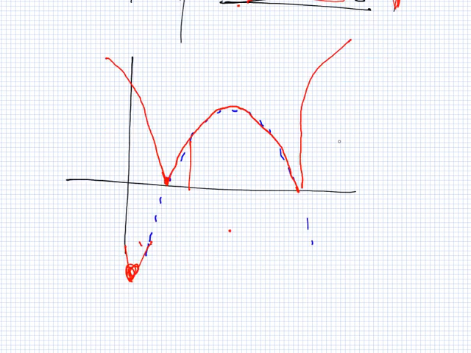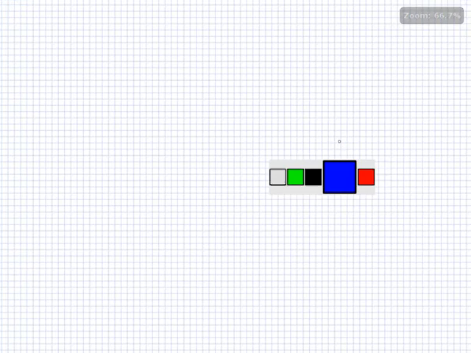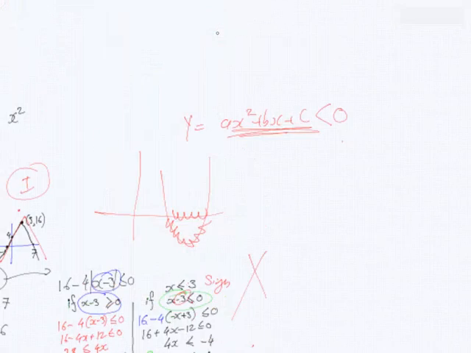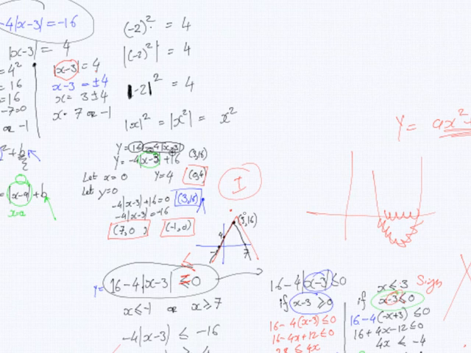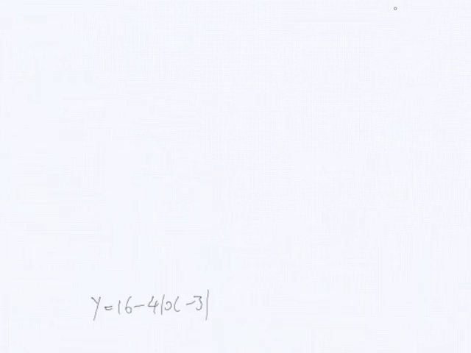Right, so let me finish with one weird last example. So suppose I have a graph like this. Actually, let's go all the way back to the graph I did at the start. Where's it gone? Yeah, this one here. So what was the function for this one? Y equals 16 minus 4 absolute x minus 3.